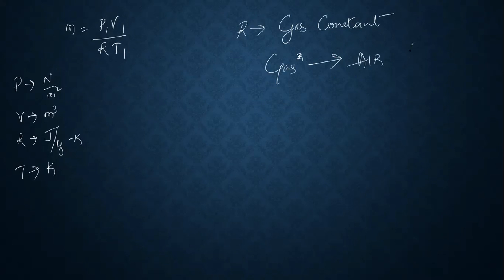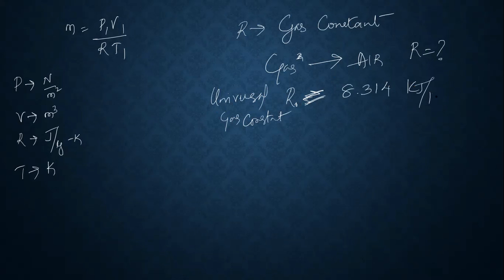Now what is this R? R is the gas constant, and here the gas we have taken is air. Therefore, how much is the R value for air? We know the universal gas constant R naught. How much is R naught? You know that it is 8.314 kilojoules per kg Kelvin.